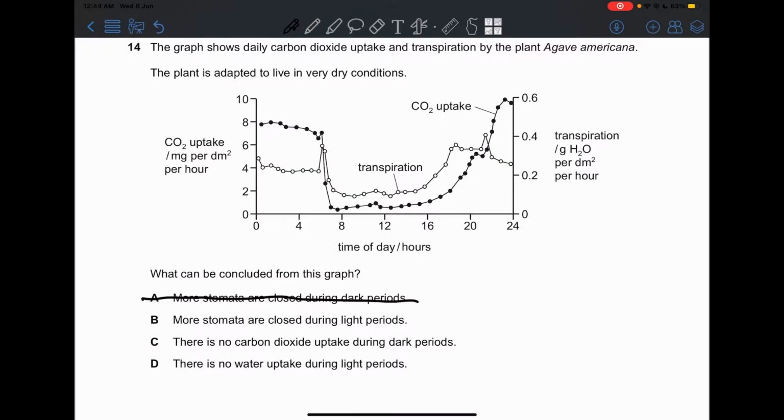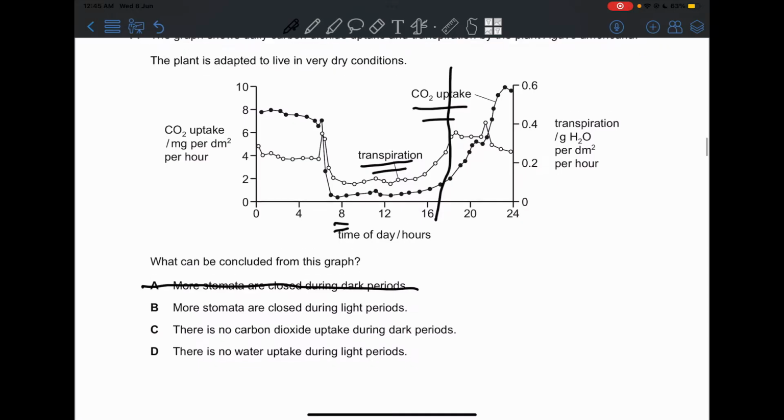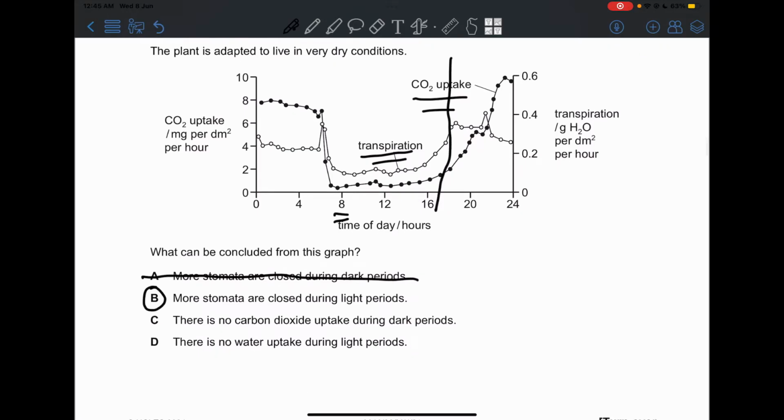Now, let's check option B. More stomata are closed during the light periods. Now, we can see from the light periods, 8 a.m. until about maybe 4 p.m., 5 p.m., there was a very large number of stomata closed because the transpiration and the carbon dioxide uptake decreased at that time. So starting from about hour 17, the carbon dioxide and the transpiration increased because it was getting darker outside. So that is going to be B for the answer.